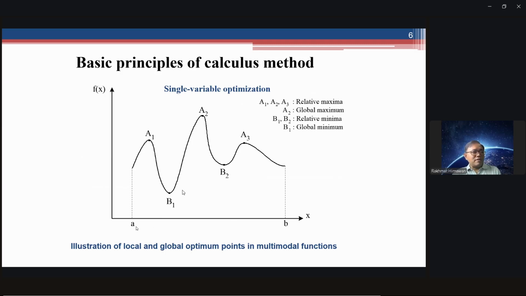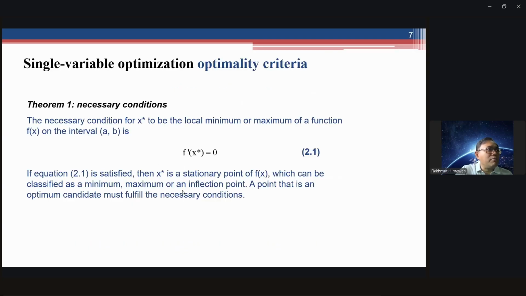Okay, but that's what you want to find out. First things first: this is the function, so what interval are we looking for? What settings do we want to look for? And then the next step is single variable optimization.